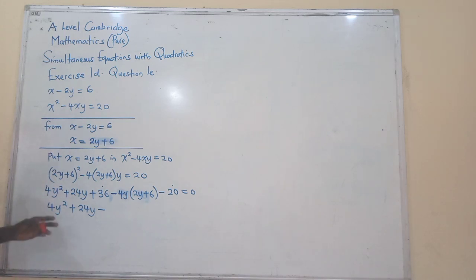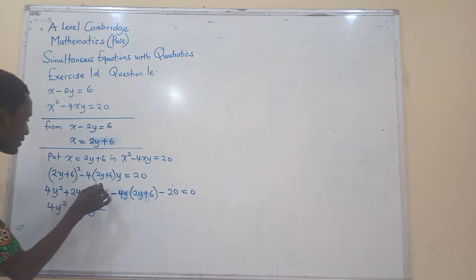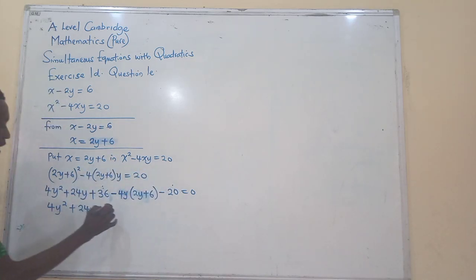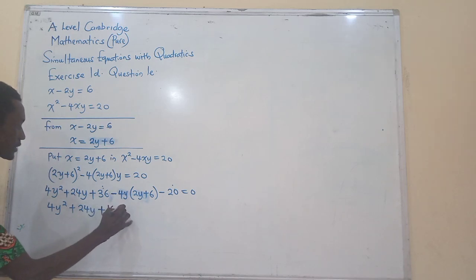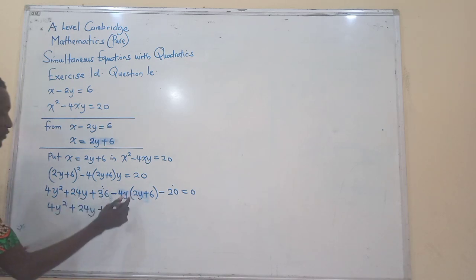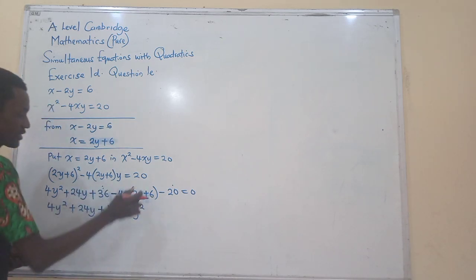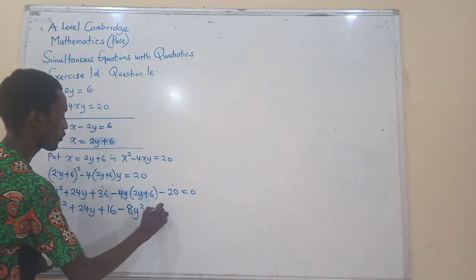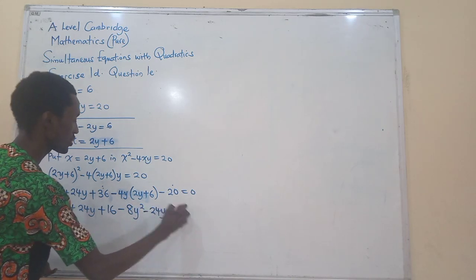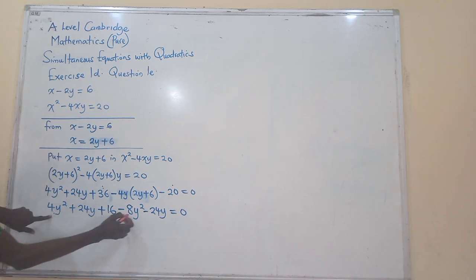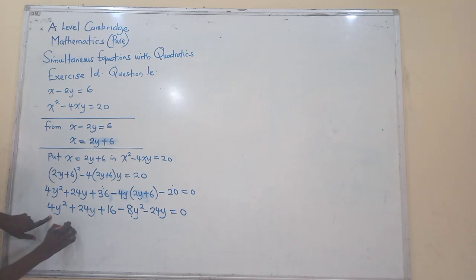When you're solving a problem, don't wait till you get to the end before you deal with the issues. Deal with the issues as they come. So you're going to add 36 minus 20, and that will be plus 16. This minus will affect this, and that will be minus 8y squared. This negative will affect this, and it becomes negative 24y equal to 0. So what do I do at this point? I can treat this with this, and that will give me minus 4y squared.